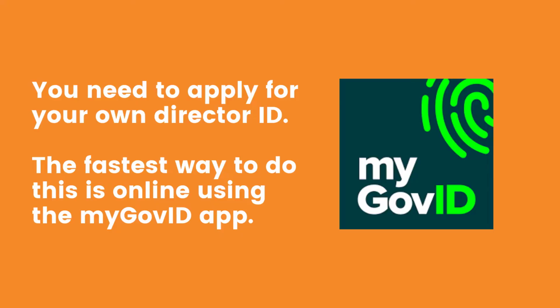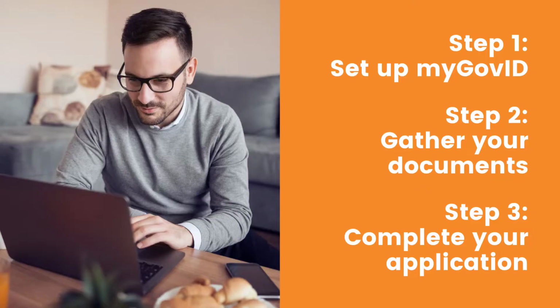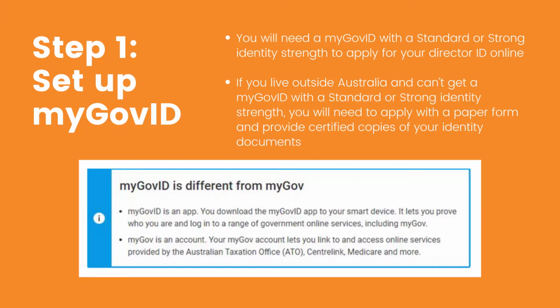So if you have your Mygov Id already set up, you've already gone through that identification process. If you haven't, it's a very straightforward process. So the first thing is to download the app and set up your Mygov Id. You need to have a standard or strong identity strength before you'll be able to apply for the director ID online.